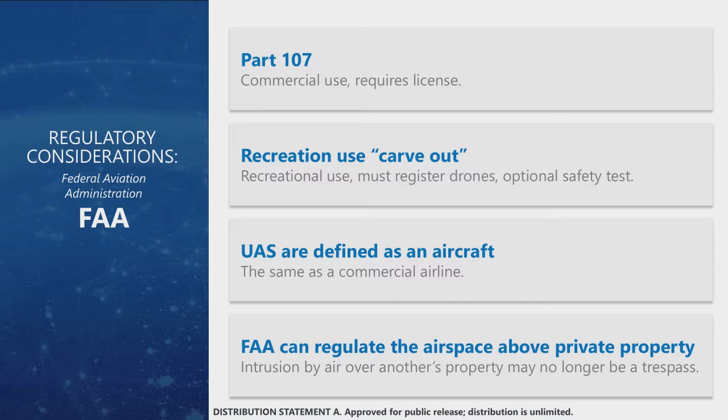The drones are governed by Part 107 of the CFR. Commercial use requires a license for a drone, but there is a recreational use carve out. With recreational use, most people can use a drone pretty freely. They do still have to be mindful of restricted flight areas around airports or temporary flight restrictions for different reasons. They're supposed to register their drones online, and there's an optional right now safety test for the drones called Trust.